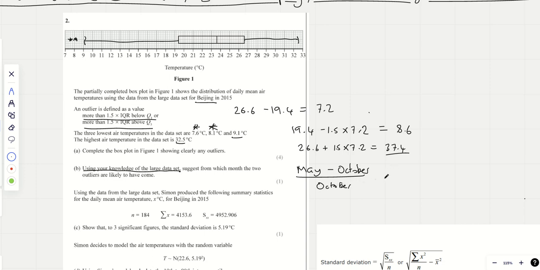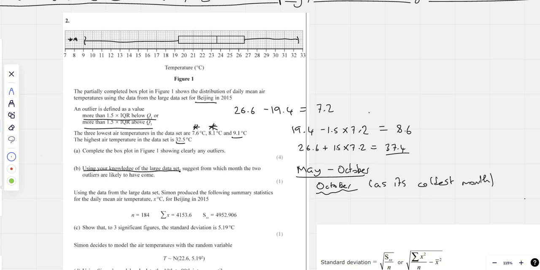Now, I've had a sneaky look at the mark scheme, and I'm amazed that they don't accept May either. Basically, they assume that everybody knows that May is warmer than October, and it's like, is it? Really? That was the only answer they'd accept. But yeah, there we go. So October, as it's the coldest month. So we needed to know about the large data set there.